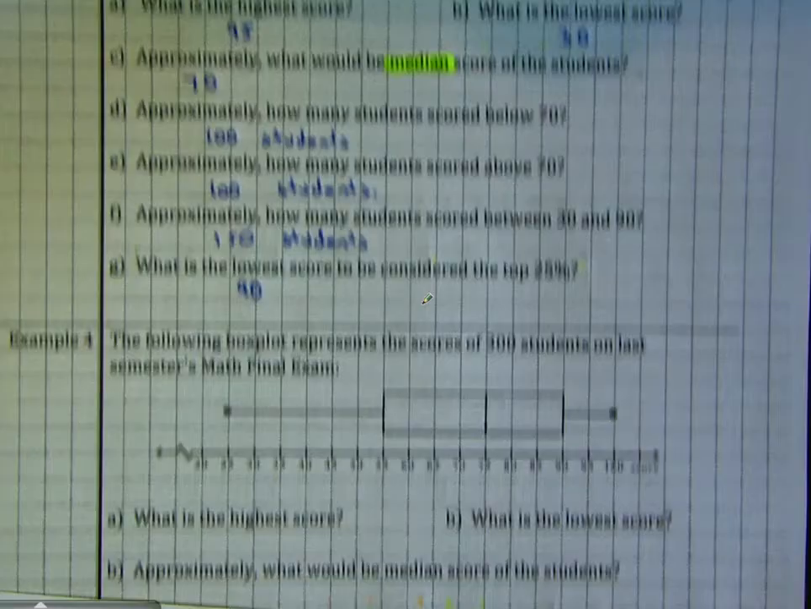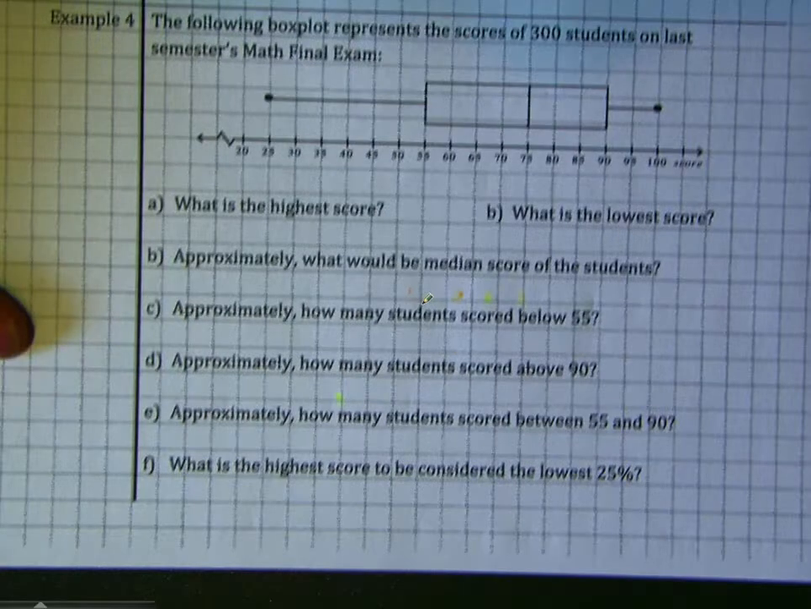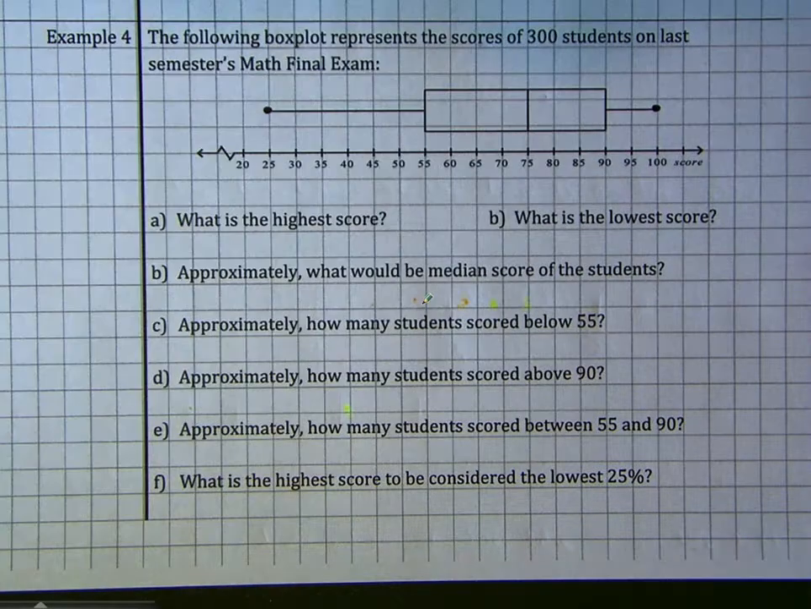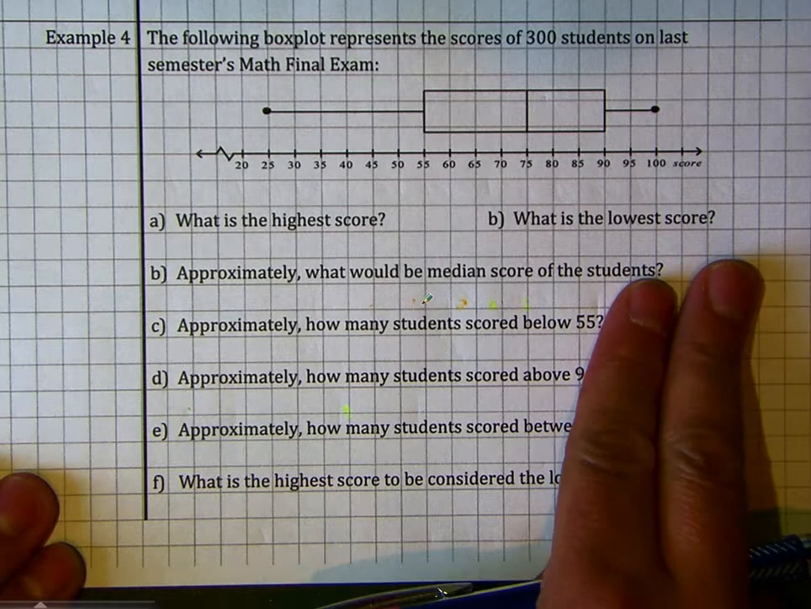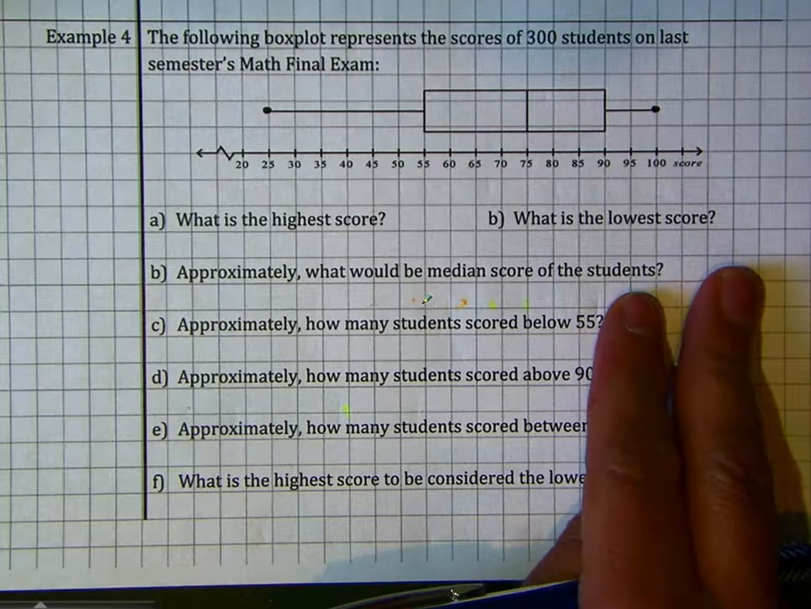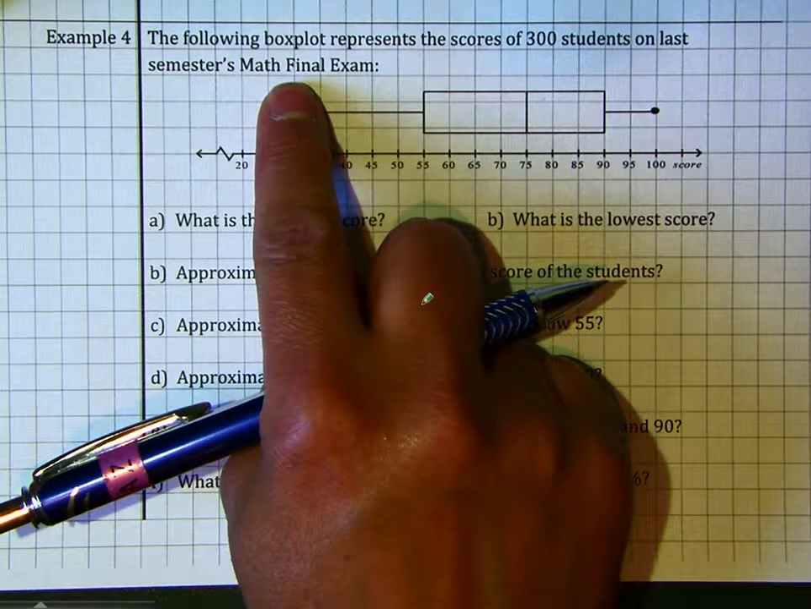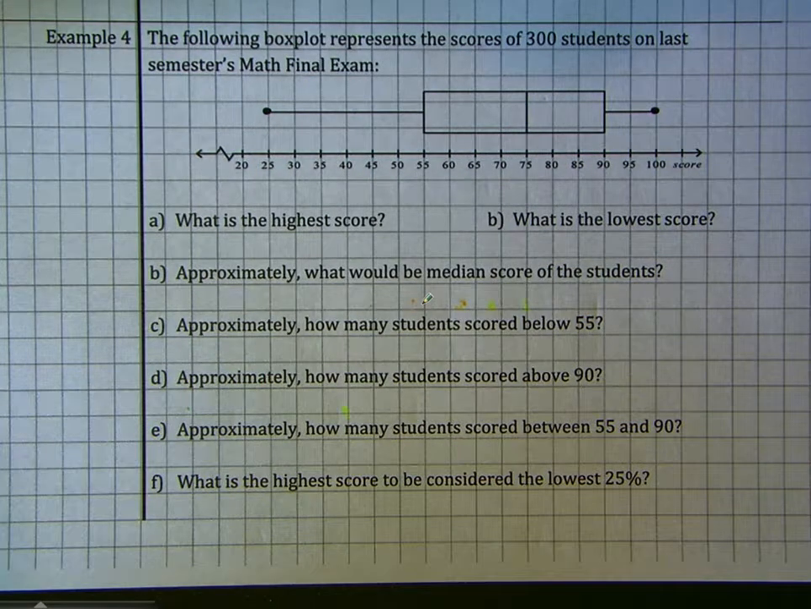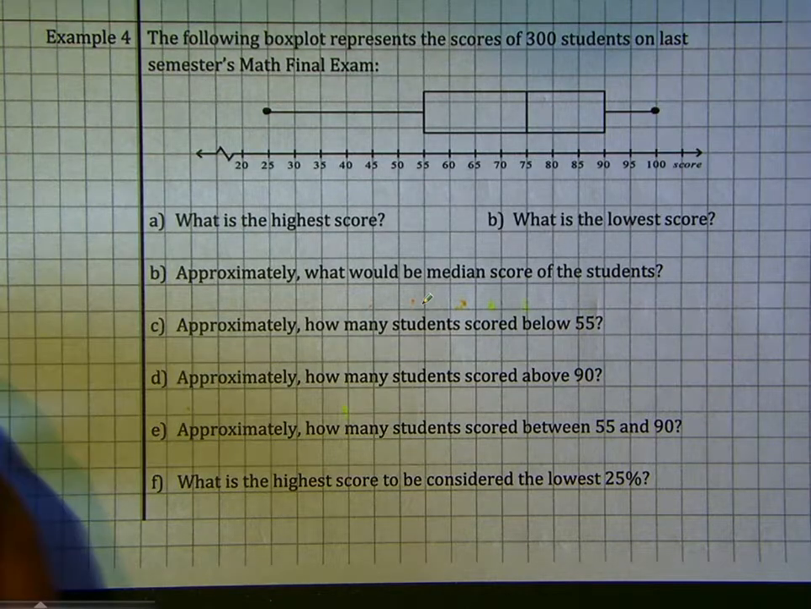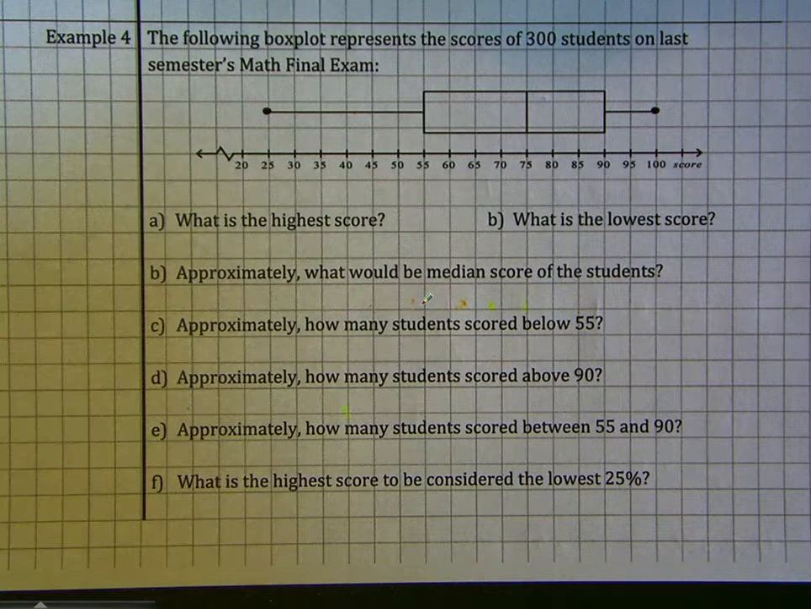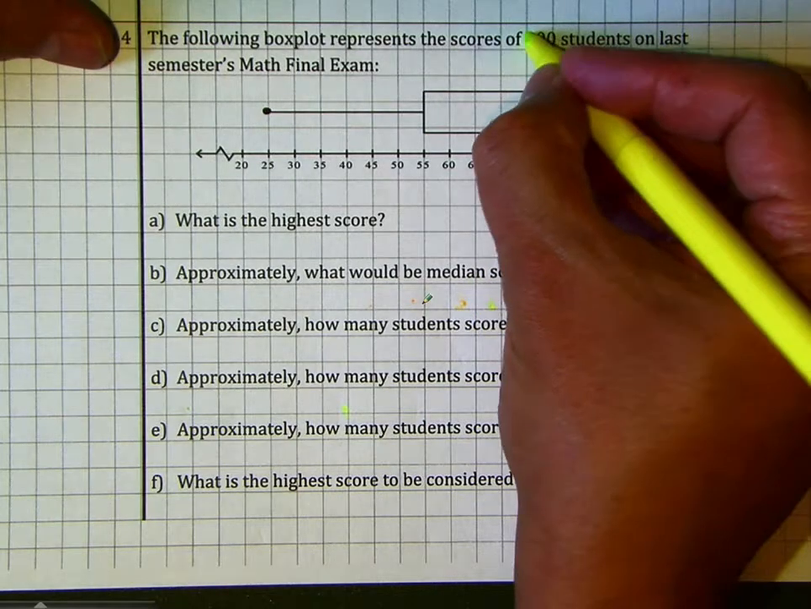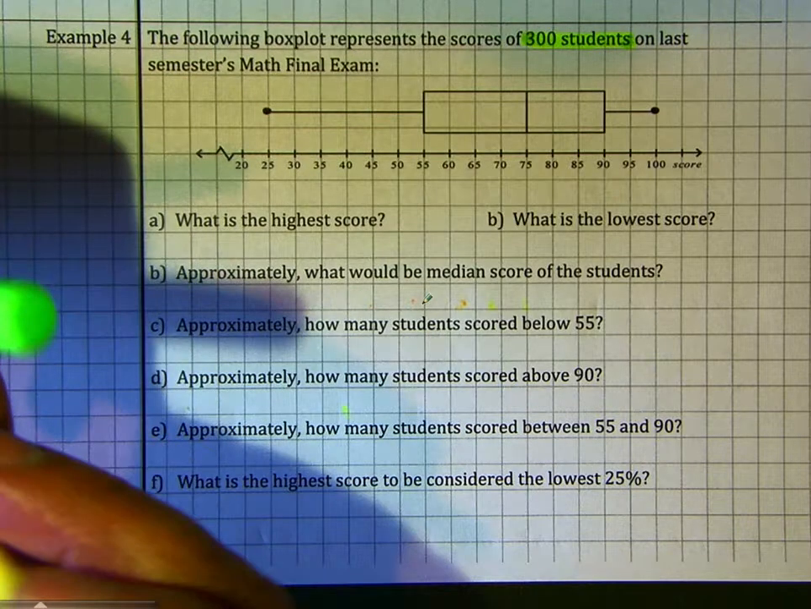So now try example number 4 by yourselves. That is the last example for today. Go and copy it down, and then we can start once you're ready. Excellent. So pause if you need more time. The following box plot represents the score of 300 students on the last semester's math final exam. So once again, remember that there are 300 students, and we have 4 sections.